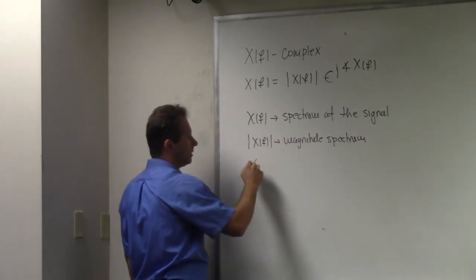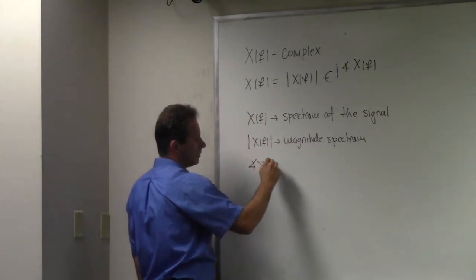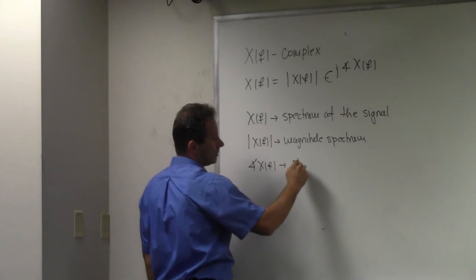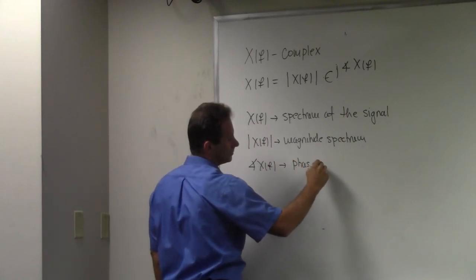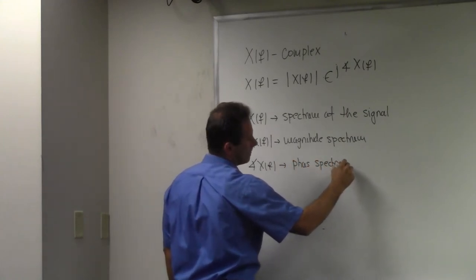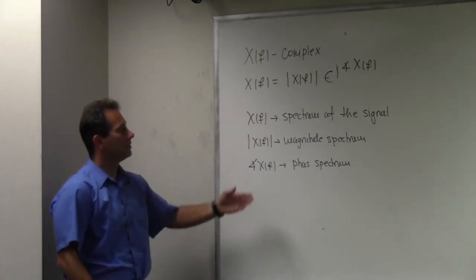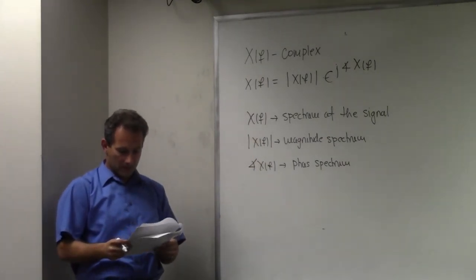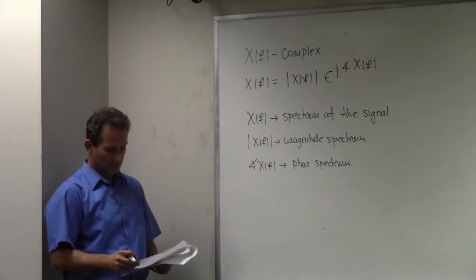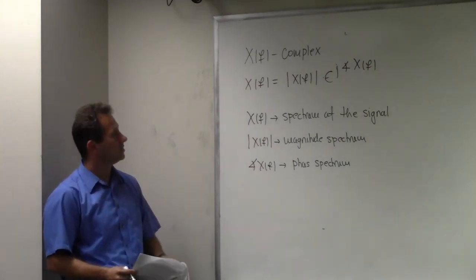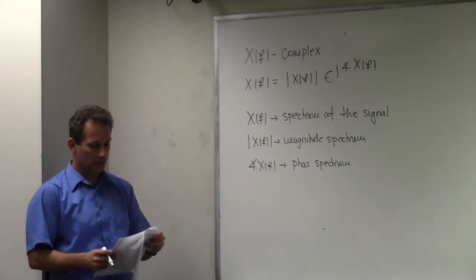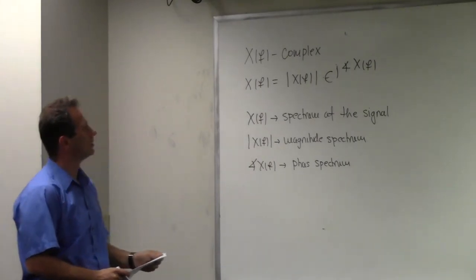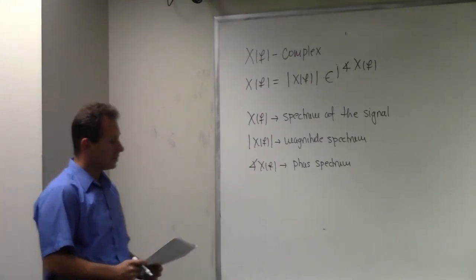And the angle of X of f, we refer to as what? Phase spectrum. So we say this is a spectrum of the signal, this is the magnitude spectrum, this is the phase spectrum of the signal. They tell us how to arrange these exponentials or sinusoidals to build this particular signal. So let's take a look at an example.